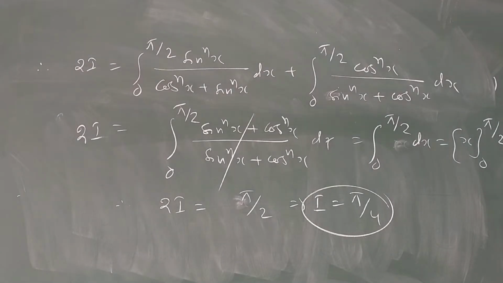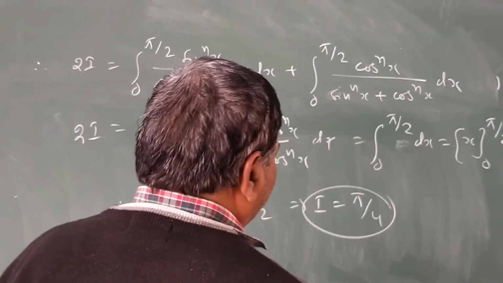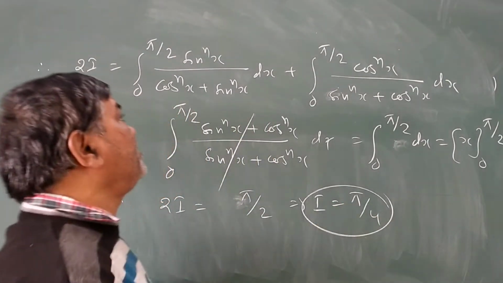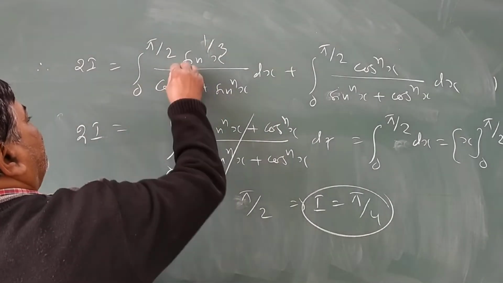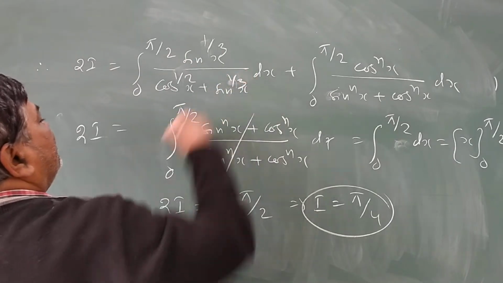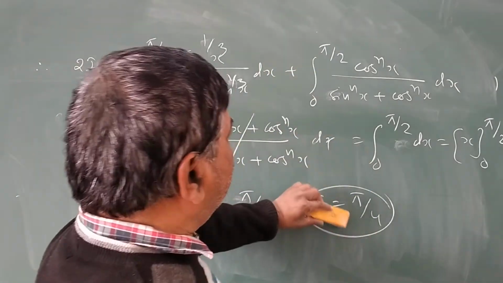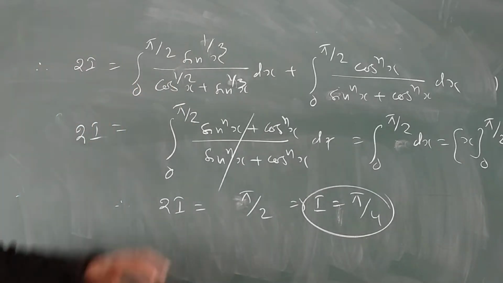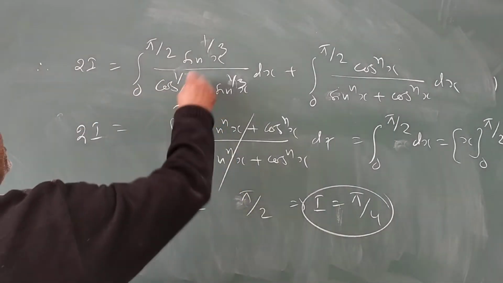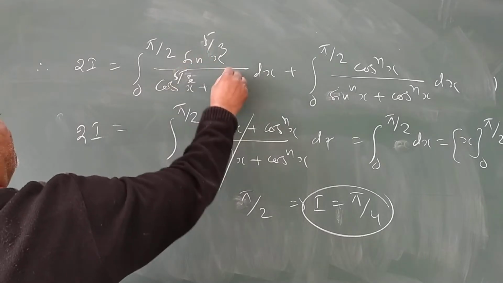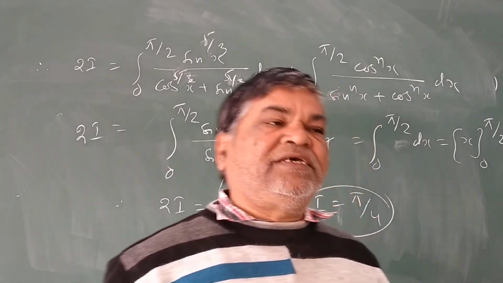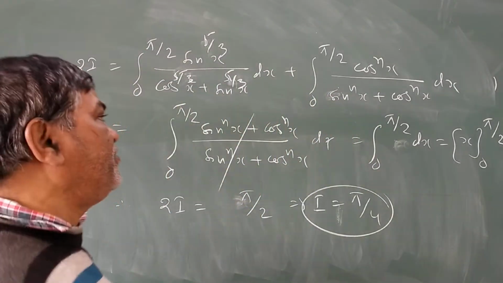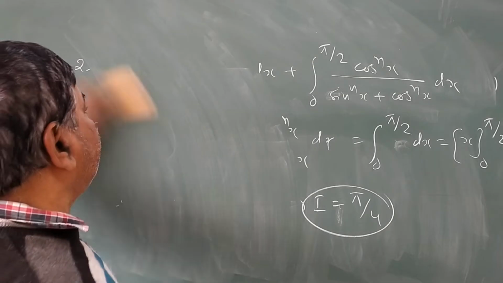So, for any value of n, you can find that the value of the integration is pi by 4. Whether n is 1 by 3, or 2 by 3, 5 by 3, minus 2, minus 3, the answer of the question is always pi by 4. This is example number 1.